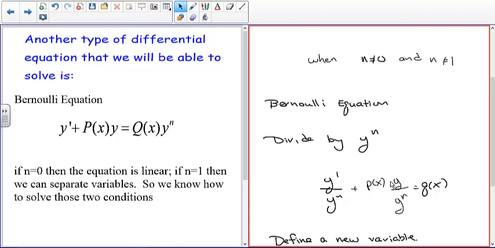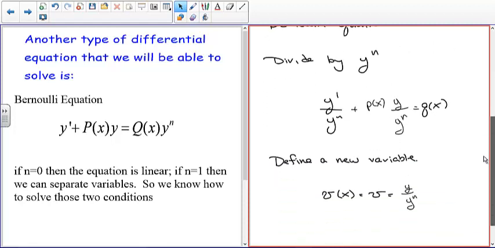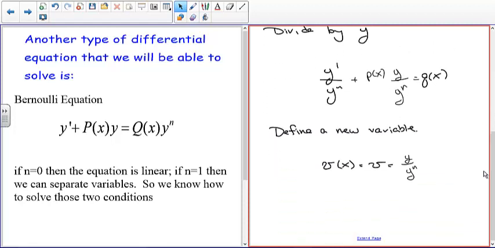And then we define a new variable, just like we did with the homogeneous equation. The new variable we'll call v instead of nu. And v is equal to the ratio of y to the thing we just divided by. So if you look back at the modified version of the original equation, p of x is multiplied by y over y to the n. So instead of having p of x times y over y to the n, it's going to have p of x times v. The problem is we also have to do something with the first term.